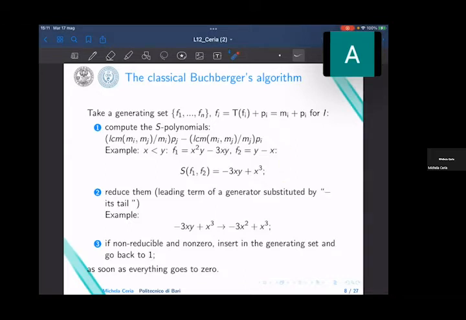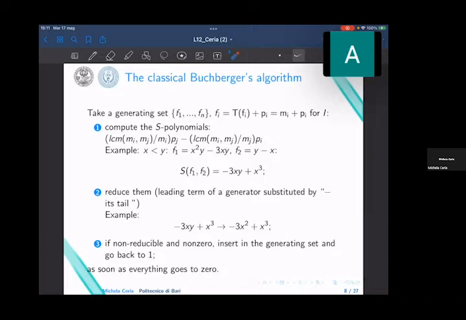Then you have to make reduction. So every time you see a multiple of the leading term of a generator, you substitute the occurrence of this leading term of the generator by minus the tail. And you can do that monomial by monomial until you have nothing more that can be reduced, so nothing more that is a multiple of the leading term of a generator.